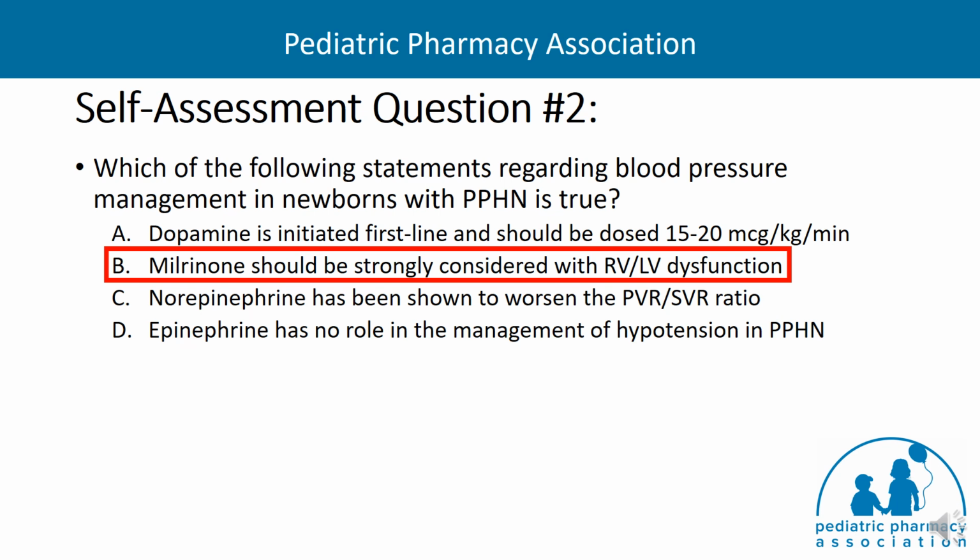PVR. Answer C is incorrect because surprisingly, norepinephrine has actually been shown to improve the PVR to SVR ratio, despite causing that similar vasoconstriction as dopamine and epinephrine. And answer D is incorrect because epinephrine is a reasonable agent to consider after dopamine for the management of blood pressure in babies with PPHN based on guidelines and expert opinion.